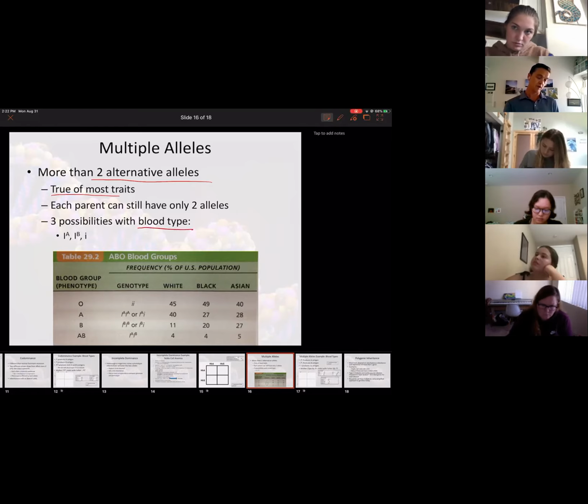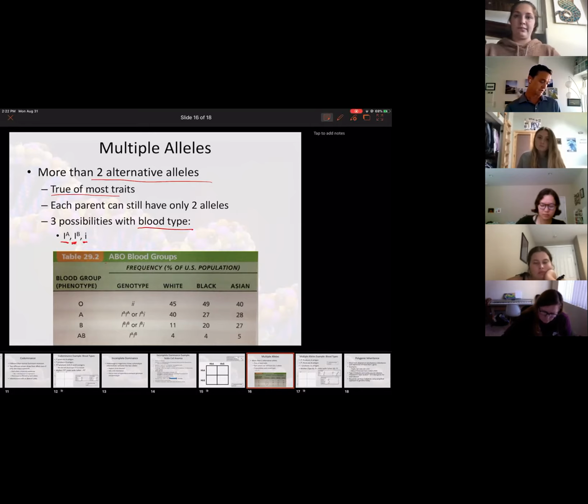So this is what happens with blood type. I said we would talk about O here in a second. With blood type, we have the A, we have the B, and then there's a third option, which is just a small i, which means they're not going to express any of those antigens, and so they won't have A or B antigens. They won't have A or B blood. They'll have type O blood.